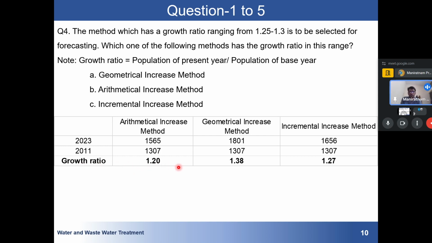We calculate the growth ratio, which is 1.2, 1.38, and 1.27, and they are asking to choose between 1.25 to 1.3. So we will be choosing this ratio. For our design purpose, I will be considering the population as 1656. So my correct answer will be increase.